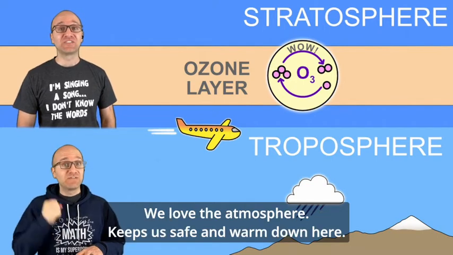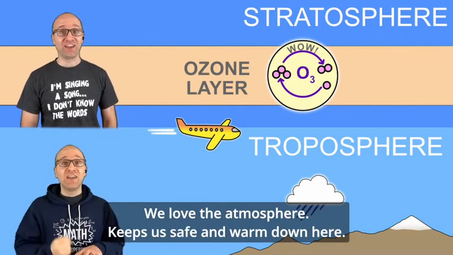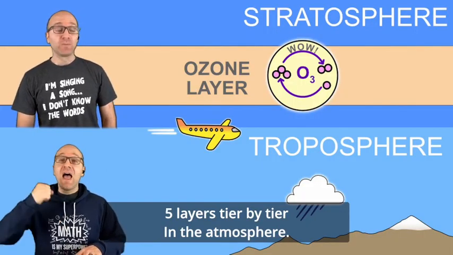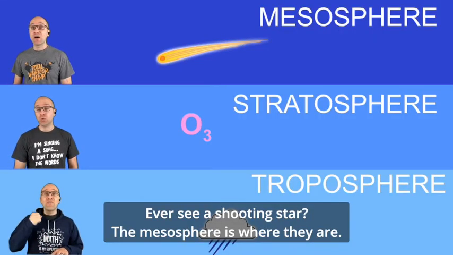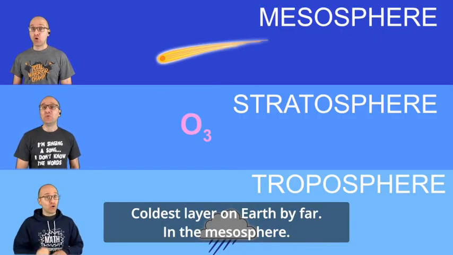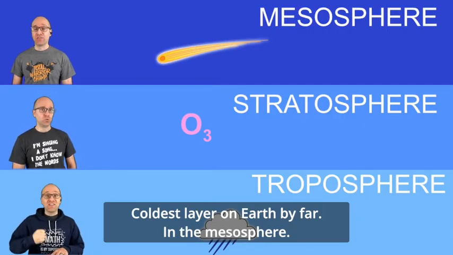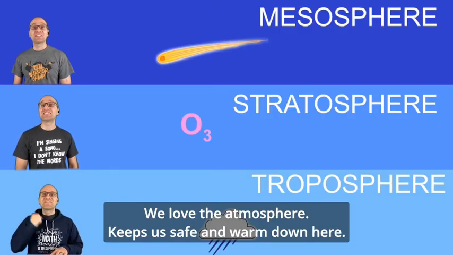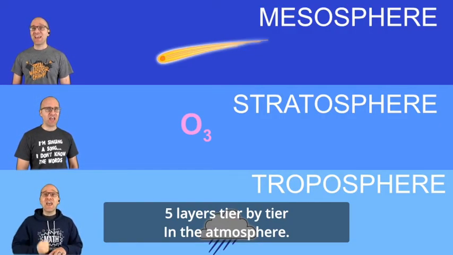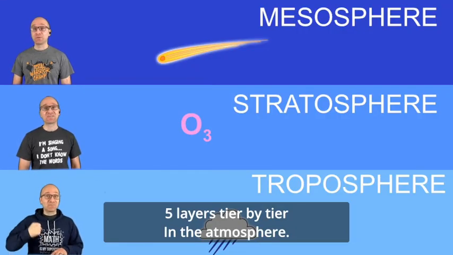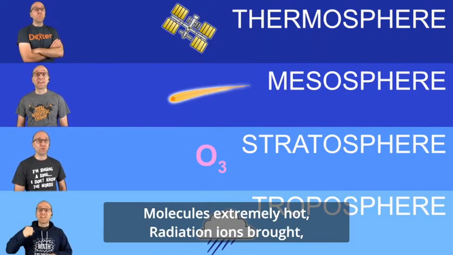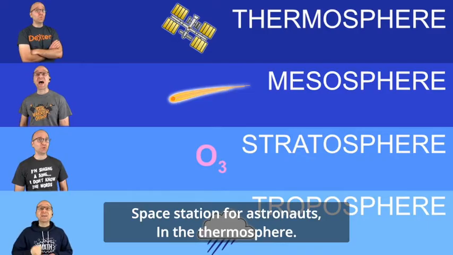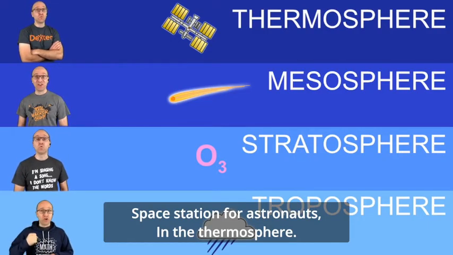We love the atmosphere, keeps us safe and warm down here. 5 layers tier by tier in the atmosphere. Never see a shooting star, the mesosphere is where they are. Coldest layer on Earth by far in the mesosphere. Molecules extremely hot, radiation ions brought. Space station for astronauts in the thermosphere.